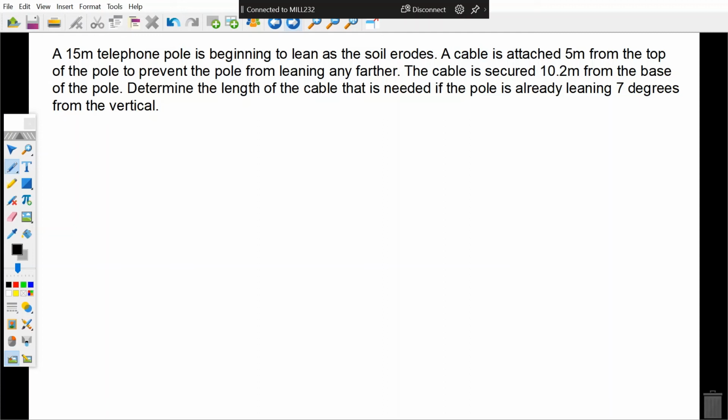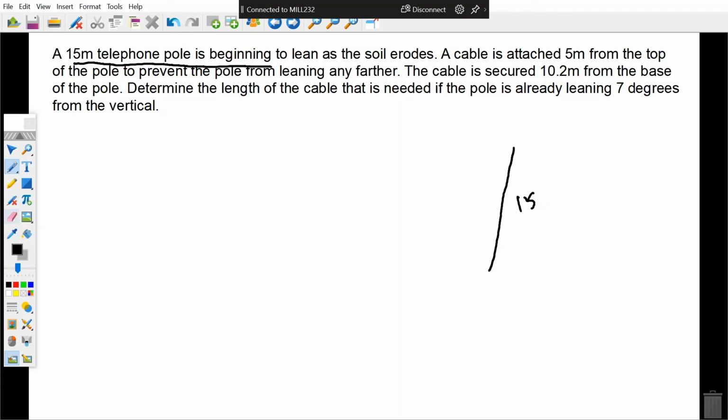Okay, I'm going to help you with the diagram on this one, as the diagram is given in the textbook, but I wanted to go through it with you. So, here is our telephone pole. Normally, the poles we would draw would be straight up and down, right? But in this case, it says the pole is beginning to lean. So we're going to have our pole slightly off center, slightly up and down. And this is 15 meters high. The pole's 15 meters high.